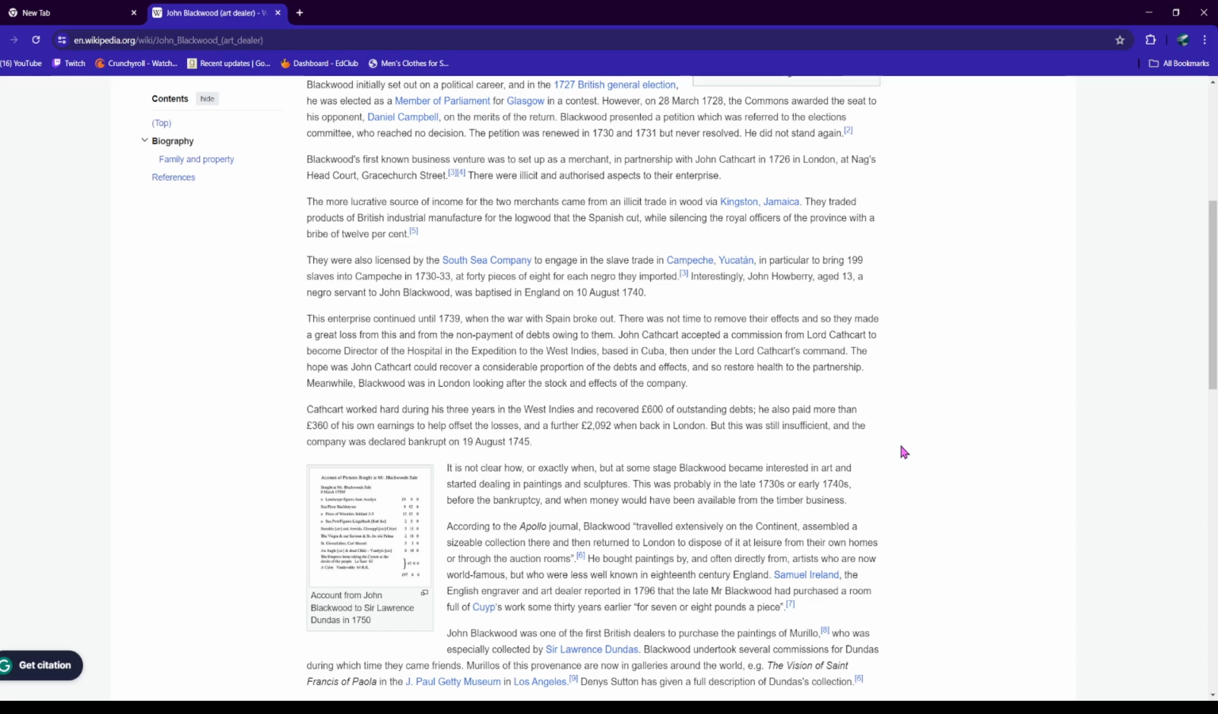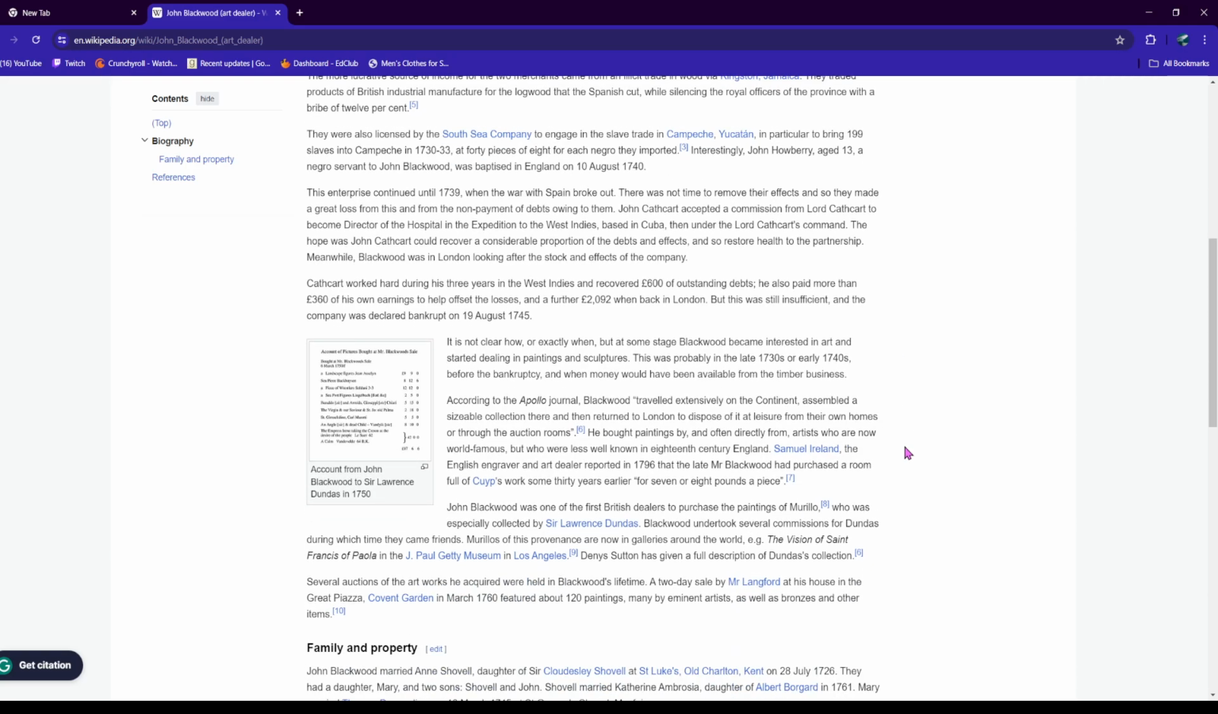This was probably in the late 1730s or early 1740s, before the bankruptcy, and when money would have been available for the timber business. According to the Apollo Journal, Blackwood traveled extensively on the continent, assembled a sizable collection there, and then returned to London to dispose of it at leisure from their own homes or through the auction rooms. He bought paintings by and often directly from artists who are now world famous, but who were less well known in 18th century England.